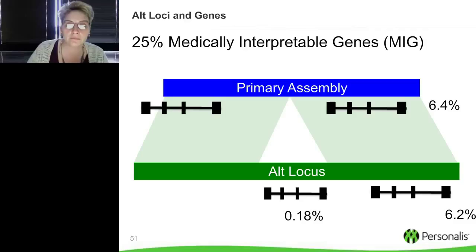But if I just look at the medically interpretable genes, so the roughly 25% that we consider medically relevant, we actually now see about 6.4% of those genes are in these regions where there's alternate loci. So this really underscores the fact that these regions where there's extreme complexity and diversity are not medically uninteresting at all. And in fact, they contain many medically relevant genes, such as the MHC or the KIR locus.